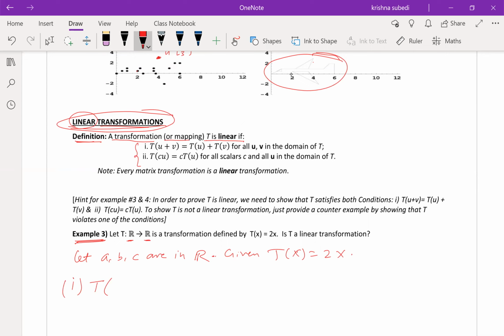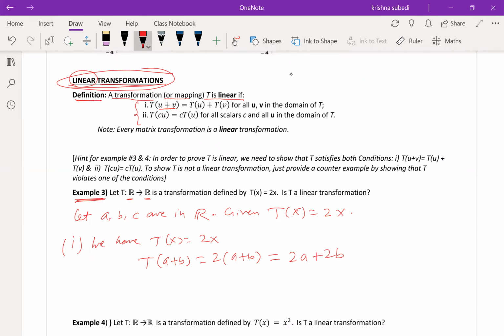Let me write T of U plus V, meaning there are two vectors and we have the two objects here, A plus B, equals. Given we have T of X equals 2X, now if I ask you about A plus B here, if I replace X by A plus B, what do you get here? This one, right? So you're going to get 2A plus 2B, which is actually T of A plus T of B, so they are equal. If you calculate T of A, remember T of X is 2X, T of A will be 2A, and T of B is 2B, we already know that, okay? So they are equal, condition one checks.